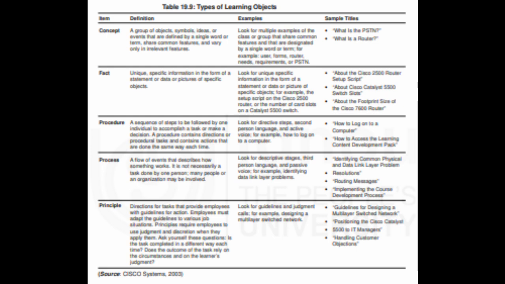Here are some examples of things you would teach using a principle RLO. Guidelines for handling employees with personal problems. Guidelines for designing effective visual aids. Responding appropriately to an angry customer. Designing learner-centered training. Table 19.9 gives a comparison of all 5 types with example. Table 19.9, Types of Learning Objects. Look at the screen. 19.7 Summary.